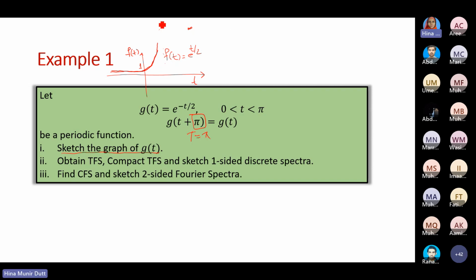Now I have to draw g of t equal to e to the power minus t over 2. So e to the power minus t over 2 is the reflection of this graph along this axis, like this. This is the reflection. So this is the graph of e to the power minus t over 2, right? But I have to take it from 0 to pi. So from 0 to pi, whatever graph is formed, we will insert that part. Let me zoom in a little.